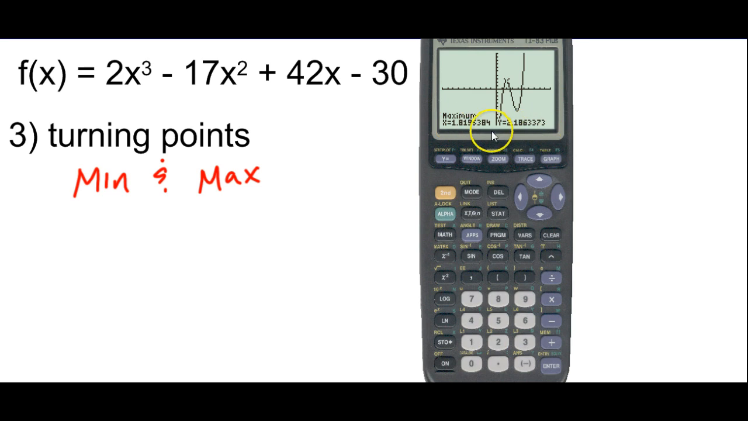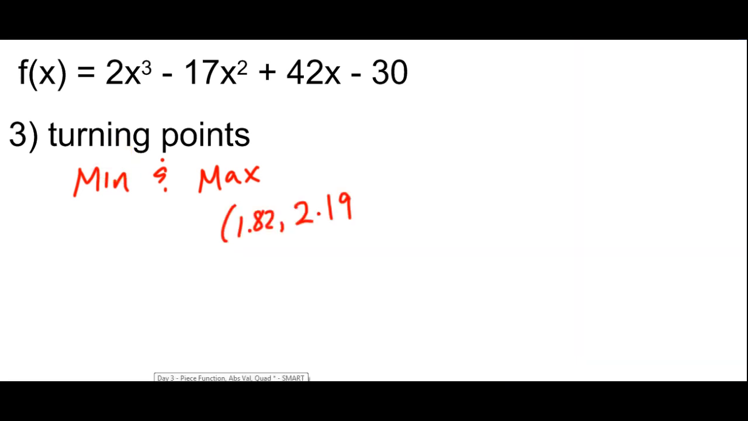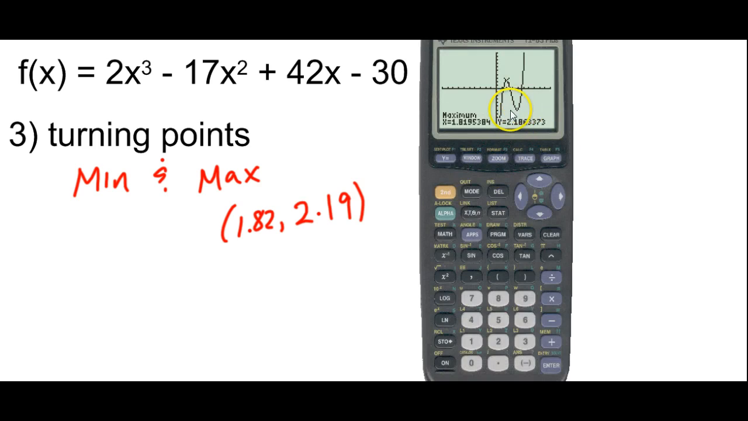Alright, so that's negative 1.8 and then comma 2.19. All right, so we're gonna go to the second point. We're gonna find the minimum value.